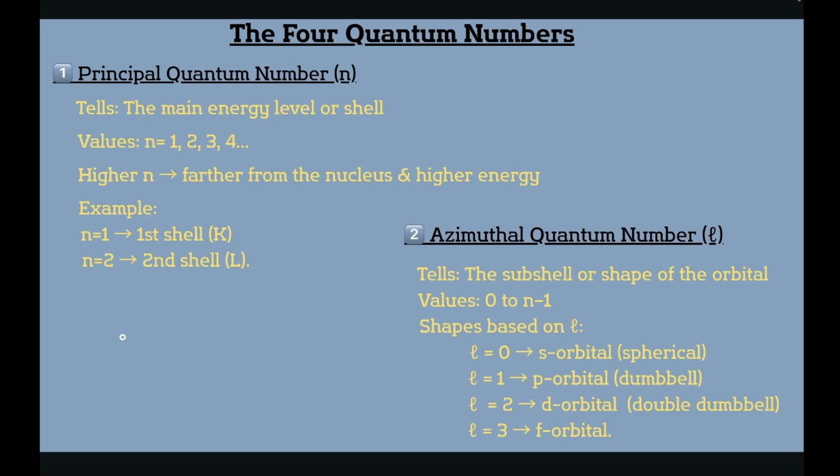So n represents the principal quantum number. We can understand it by thinking of an electron like floors in a building. If n is equal to 1, that means ground floor. n is equal to 2, that means first floor. If n is equal to 3, that means second floor. You can memorize it like: higher floor is equal to more energy, more space.